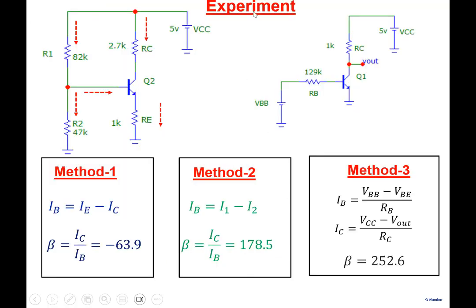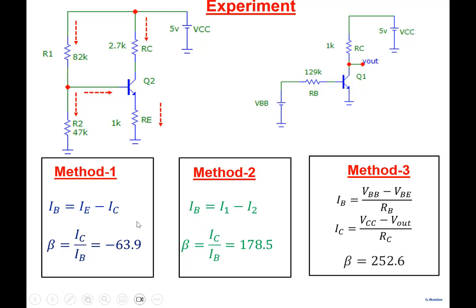So in experiment, method 1, minus 63.9. Method 2, 178.5. Method 3, 252.6. In theory, all 3 methods were working equally well. In practice, when you go to the lab, all 3 methods give you widely different values. Widely different. One is even giving a minus value. Widely different values here in experiment, in practice. So this is very troubling. Why is it minus? Beta is not a minus.